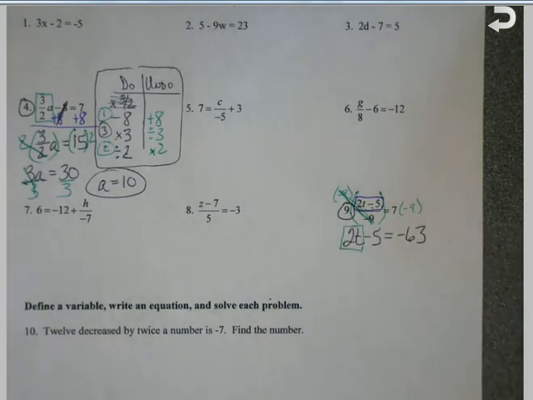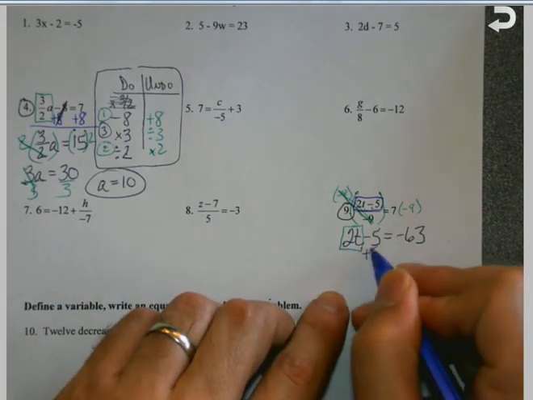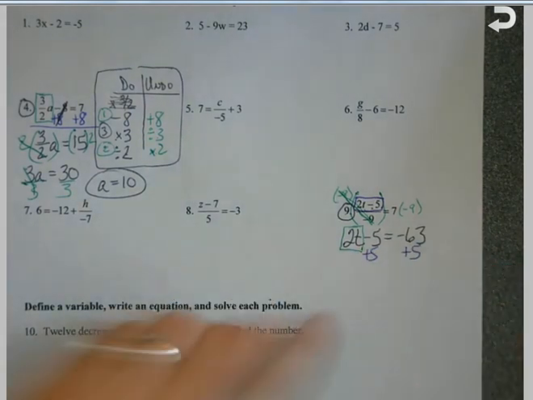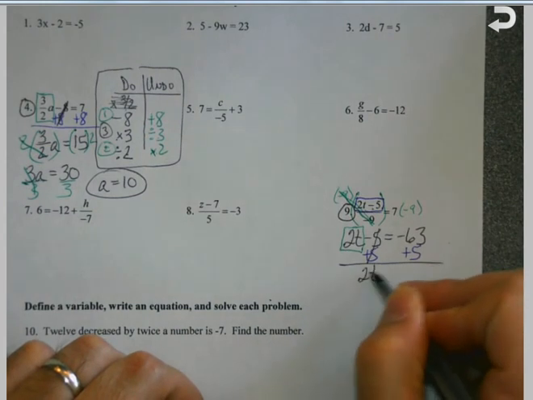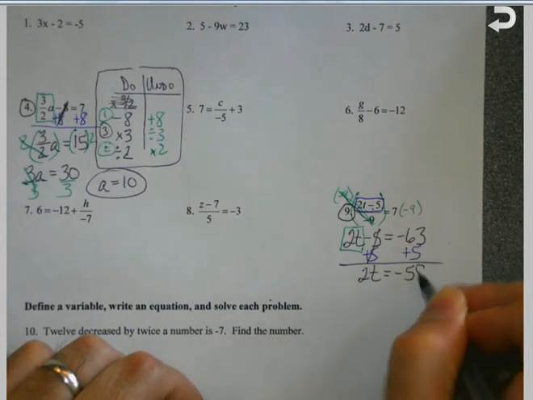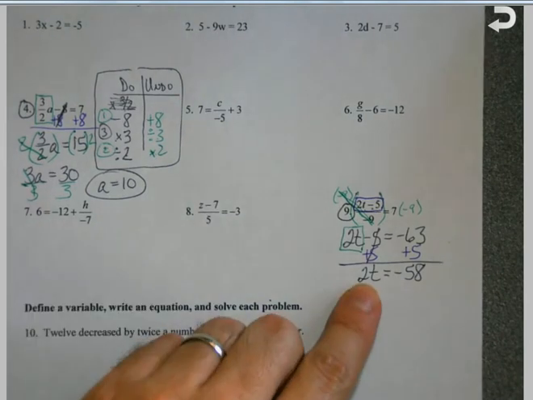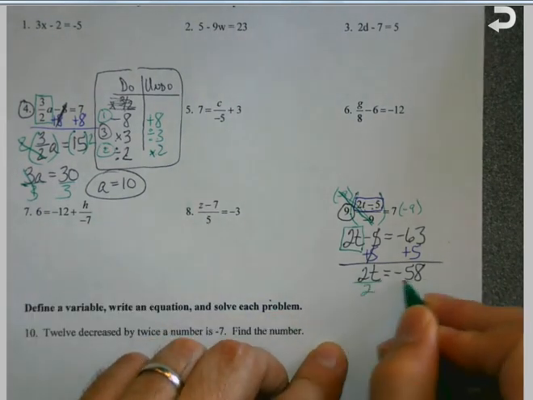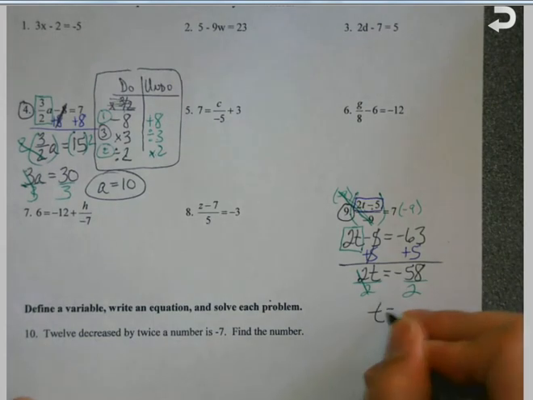Okay, now I want to get 2t alone. Got to do the opposite of minusing 5. I got to undo it by plussing 5. And then you're like, finally, I got to undo times 2. I'm going to divide by 2. Again, both sides. It's got to be both sides.